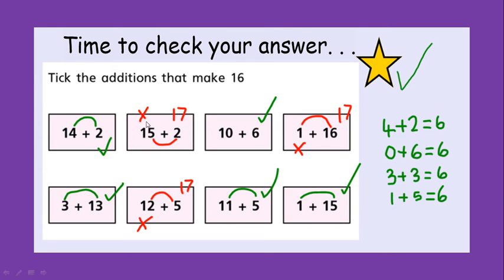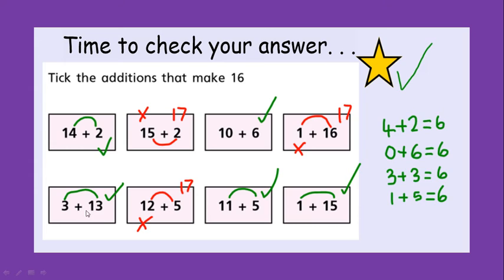So hopefully you didn't choose that one. This one, 10 add 6. Yeah, because 1 10 and 6 extra ones make 16. So that's definitely one that makes 16. Here, we've got 1 add 16. Now there's already 16 there. So there's no way that can make 16, because if you're adding one more, it's not going to be 16. It actually makes 17, doesn't it? So that one's not right.